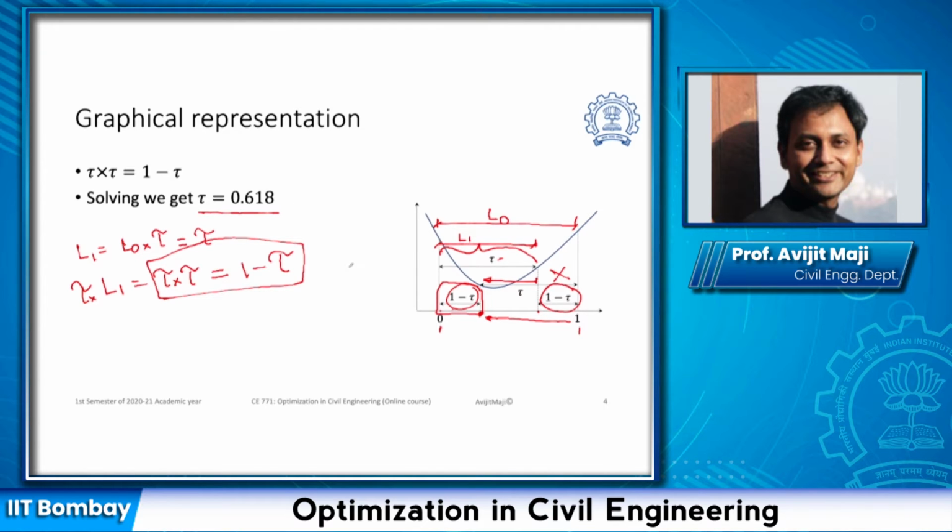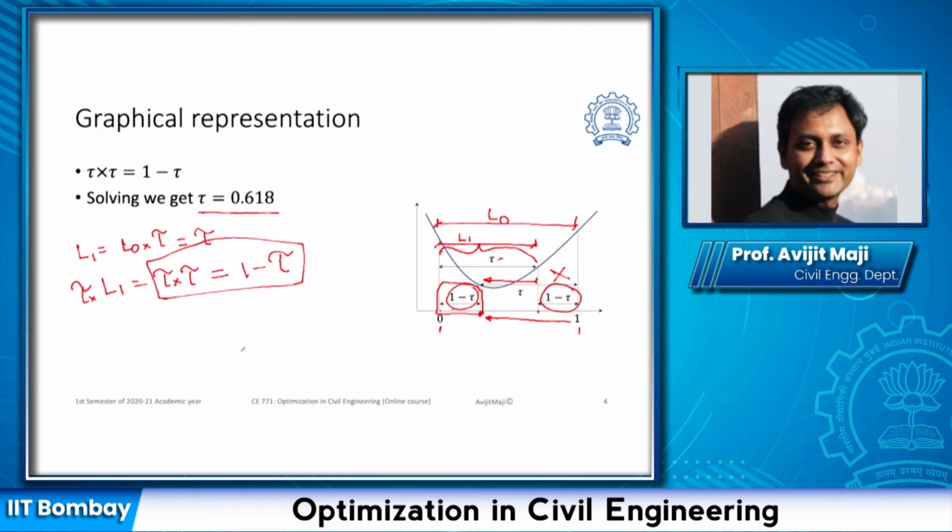This is known as the golden number, and if we use this golden number, we can retain one point no matter how many times we remove the 1 minus tau portion. Within the remaining portion, we will always find one of the points from one edge available for the next iteration.